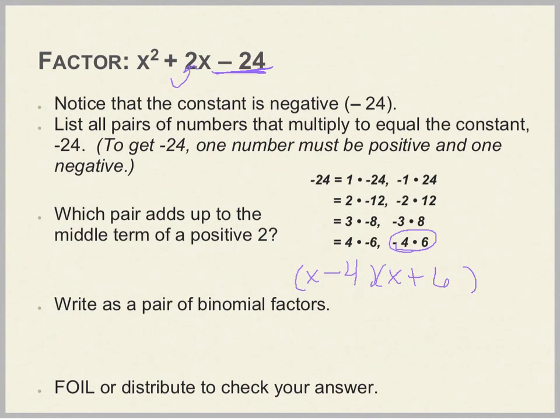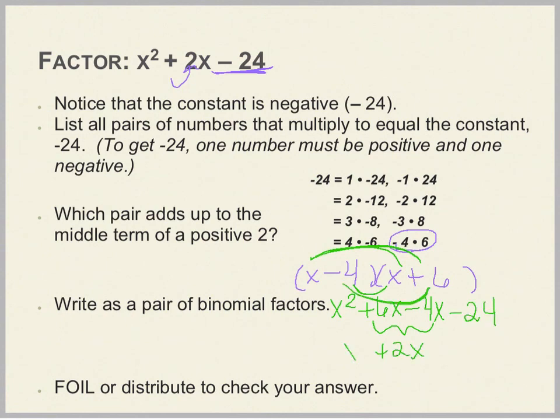Again, foiling or distributing this to check our answer. We see x times x is x squared. That is our first term. We then have a plus 6x minus 4x, which will combine to positive 2x, and a minus 24. So we do end up with the same trinomial we started with, x squared plus 2x minus 24.